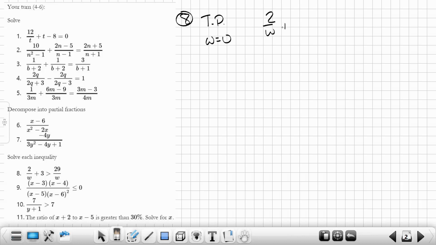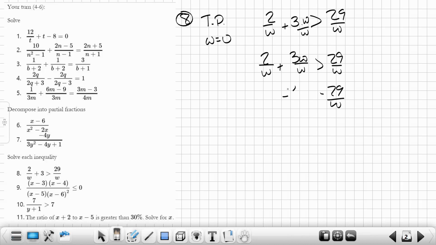We have 2 over w plus 3 greater than 29 over w. Let's get our common denominator. So we have 2 over w plus 3w over w is greater than 29 over w. Get it equal to 0, and I'm going to put it all under one denominator. So I'm going to get 3w minus 27 all over w is greater than 0. So 3w minus 27 is my other test point. This is going to give me w is equal to 9.